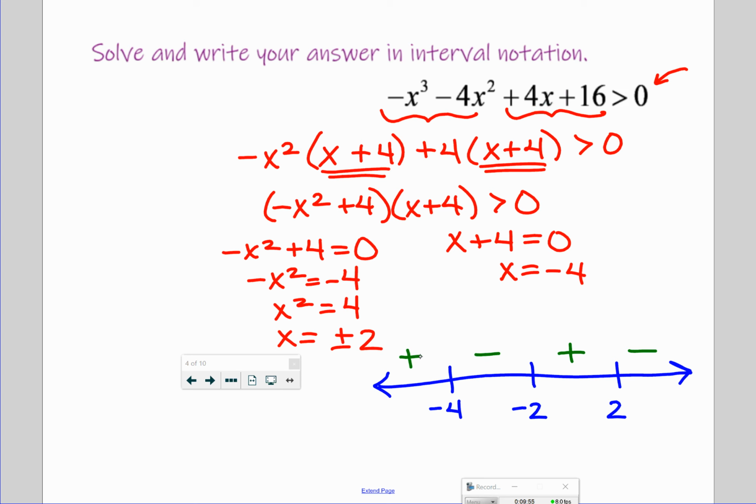Once you have your plus and minus signs, you've plugged in numbers or looked in the table of values for whether this function is positive or negative over these intervals. You're going to look back to the original function to see what intervals are going to be your answer.